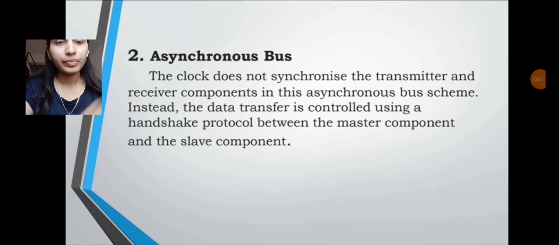Asynchronous bus. The clock does not synchronize the transmitter and receiver components in this asynchronous bus scheme. Instead, the data transfer is controlled using a handshake protocol between the master component and the slave component.